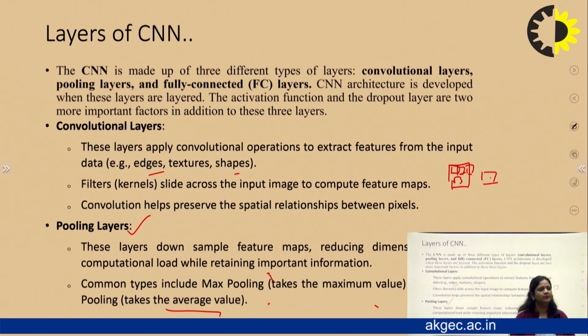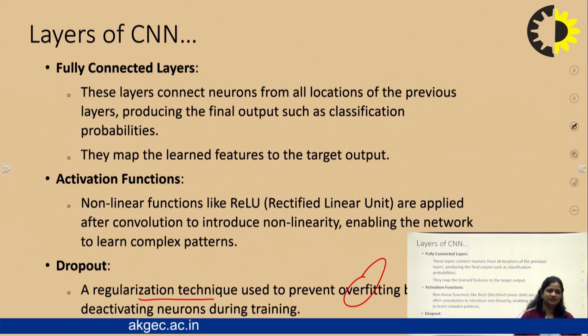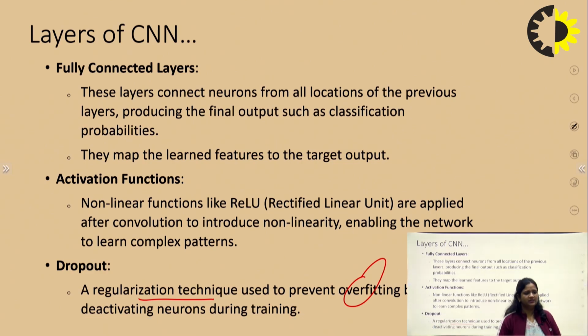First is the convolution layer, in which we apply the convolution operation, filter, and so on. Then the pooling layer, in which we apply two types of pooling, max pooling and average pooling. Then we pass the result to the fully connected layer. After that, we apply an activation function to get the output, and then we use a regularization technique to produce the actual output.